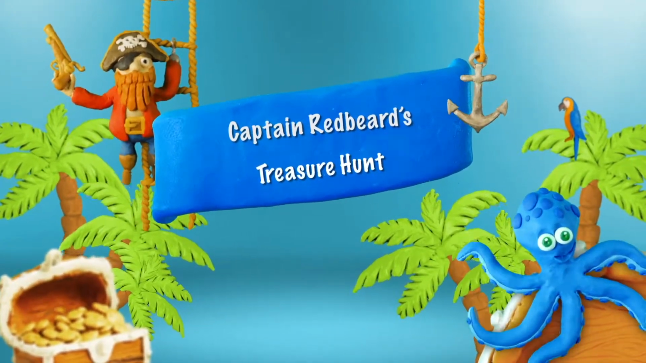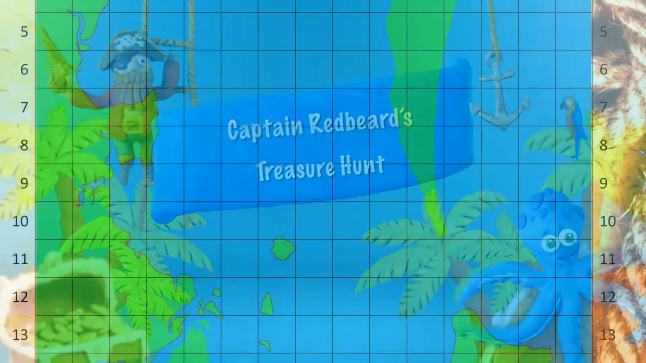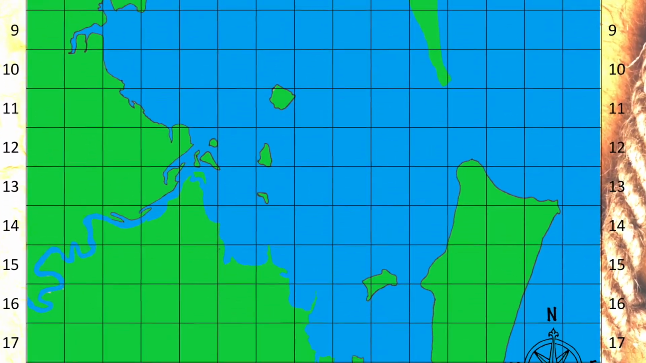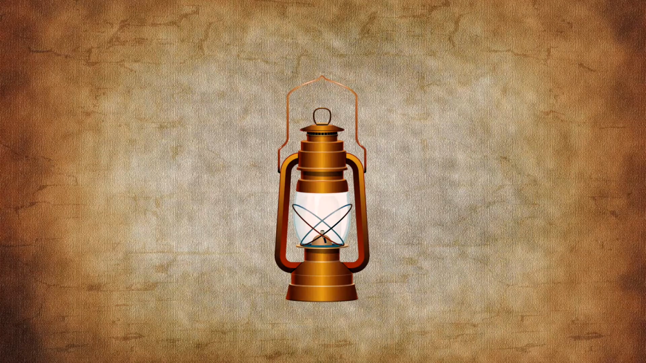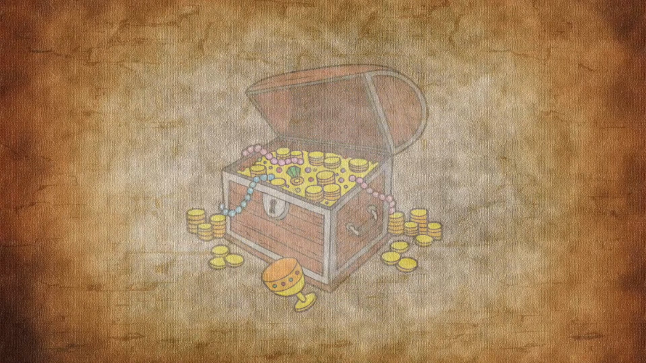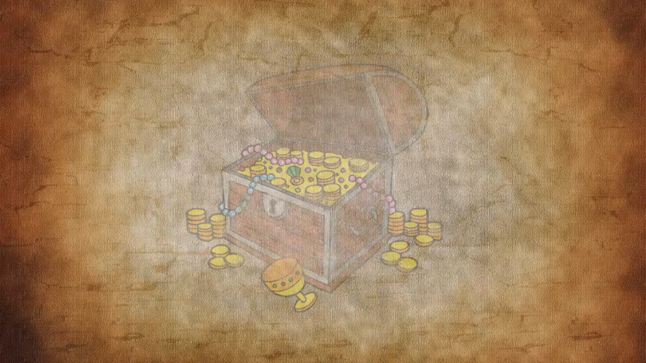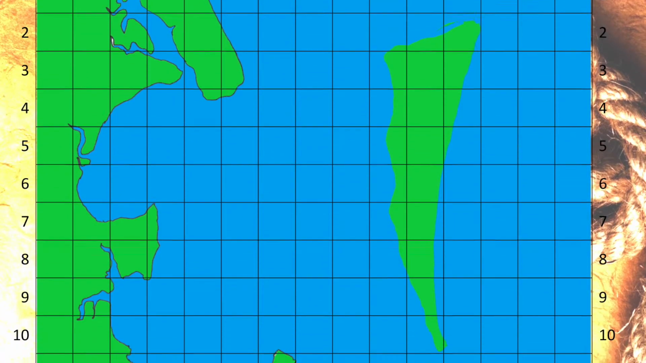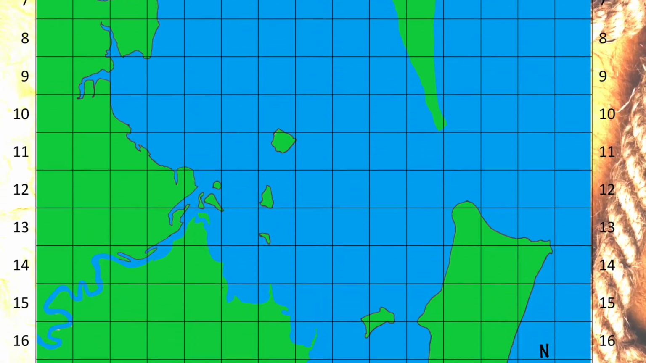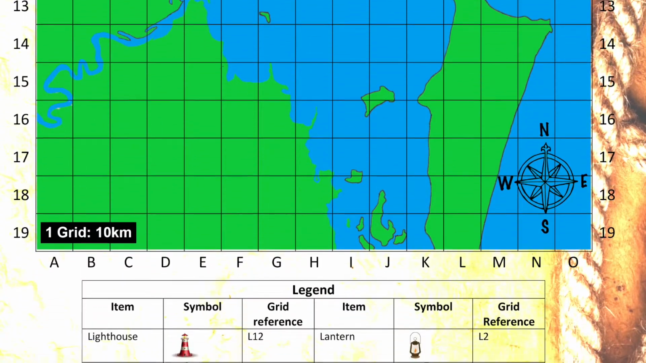To help Captain Redbeard, we need to learn about grid references so he knows where to start his adventure and can collect 3 items, a lantern, a shovel and a key, before Captain Redbeard collects the treasure. There are a number of map elements on the map. Look at your map, working with your group. What are 3 things you can tell me about it?